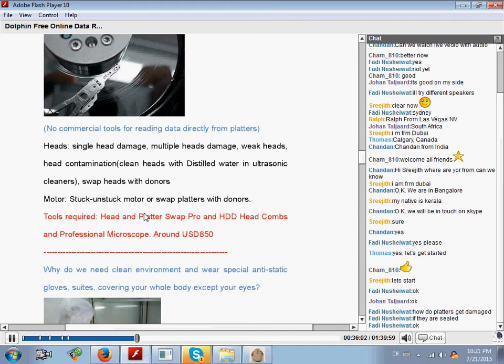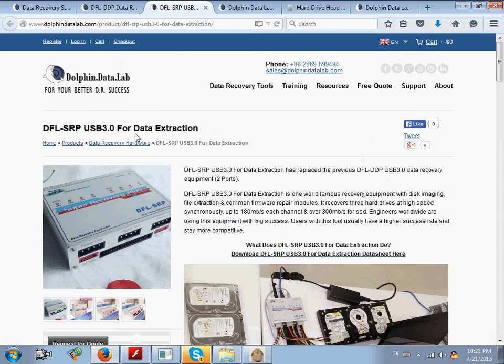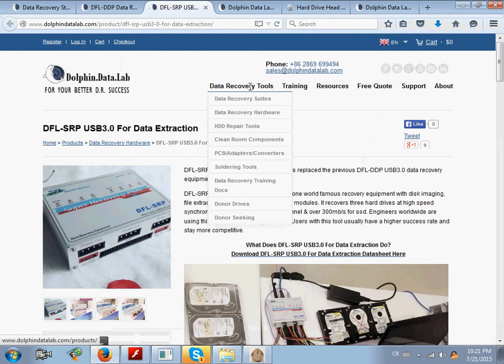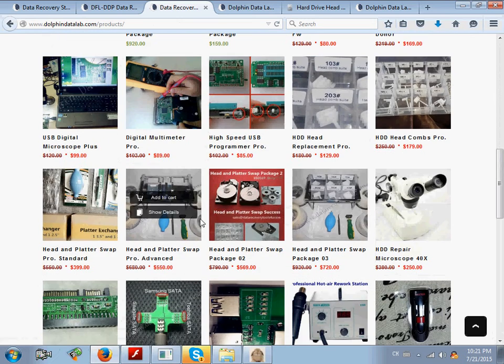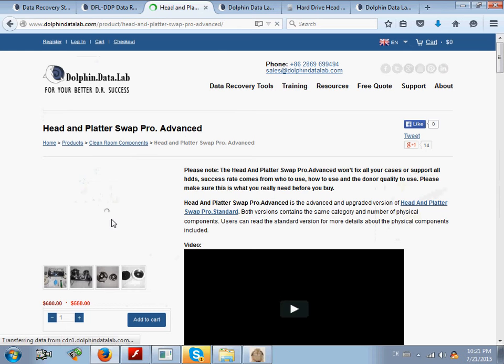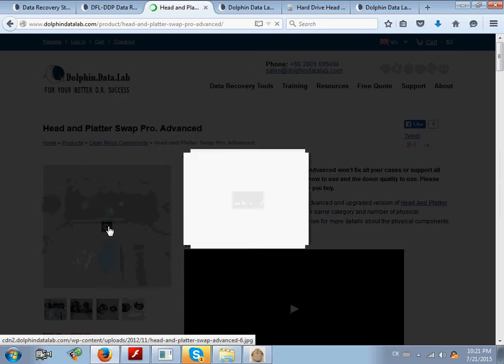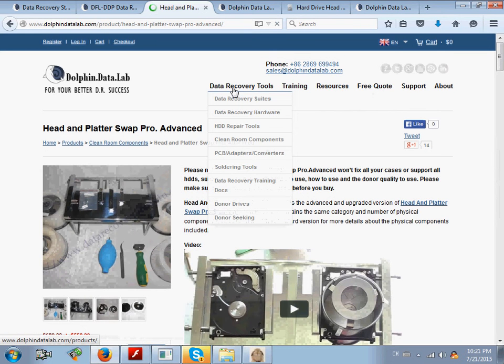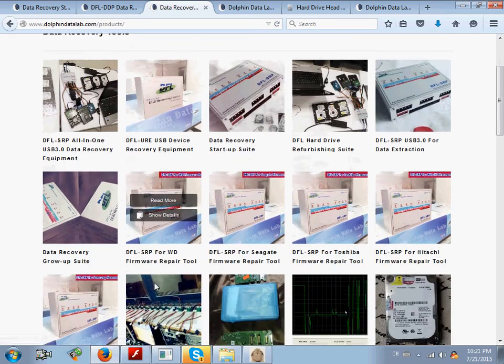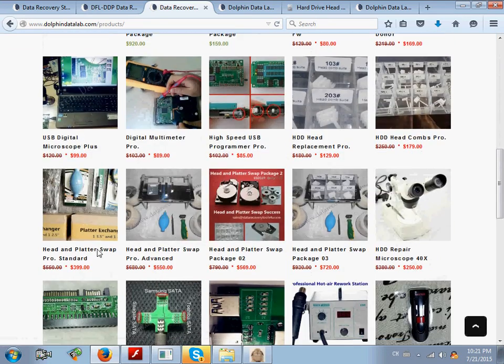At this time, if it has head damage, never try to extract the files directly, because it's very dangerous. You can cause secondary or permanent damage to the platters or to the heads. So at this time, you need to open this kind of drives within your clean bench, then try to swap them. If the head is dirty, then you try to clean the heads with distilled water in ultrasonic cleaners. This is one very, very important method. Clean the heads.